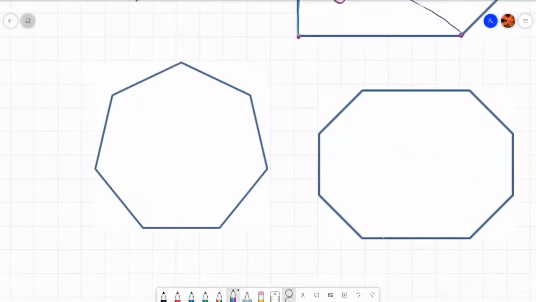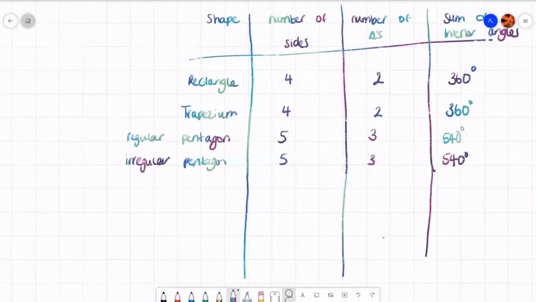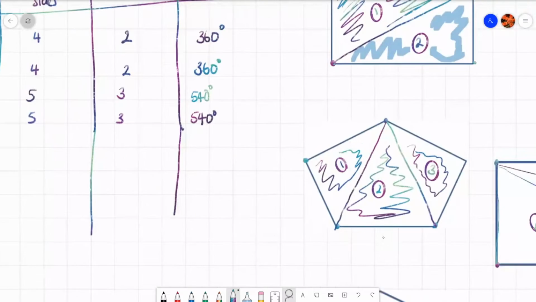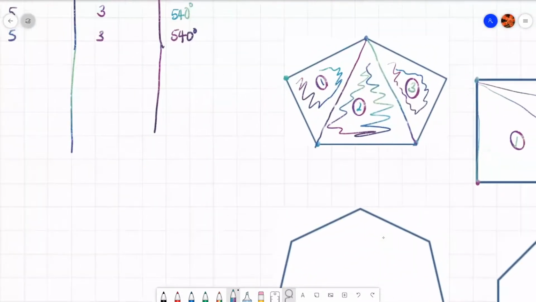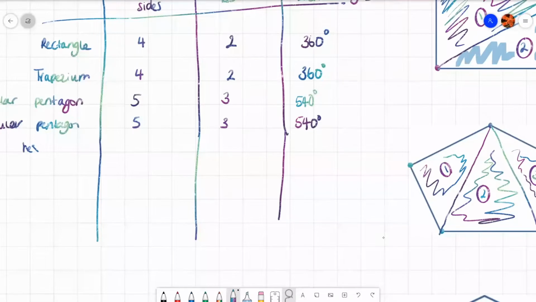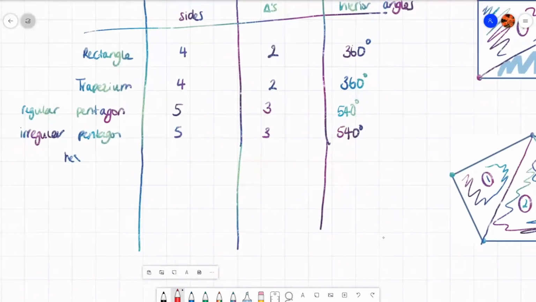This one here, this time, I've got 1, 2, 3, 4, 5, 6, 7. I've got a 7-sided shape. Okay, that's a hexagon. Okay, let's double check. We've not got a hexagon anyway. 1, 2, 3, 4, 5, 6, 7, 8. 6, 7, yeah, okay. Right, let's write that in. Okay, so a 7-sided shape is a heptagon. Oops, not a hexagon.